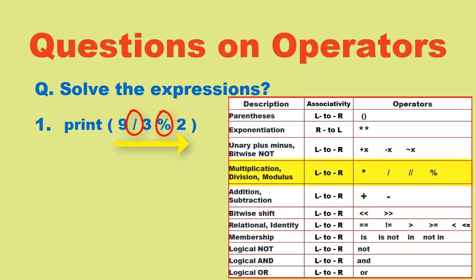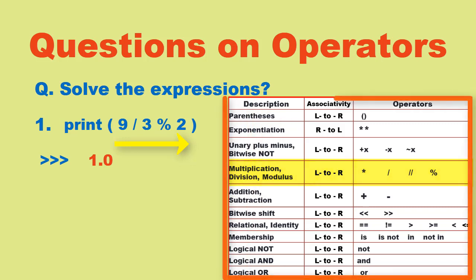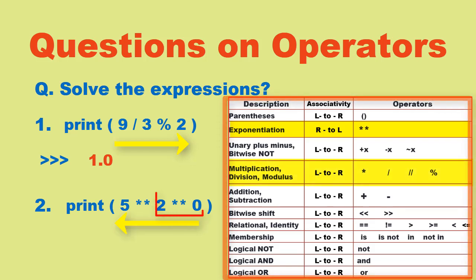So is the output 1 or 1.0? Since division returns a float data type, the final result is also in float, so answer is 1.0. You need to know the precedence and associativity well to be able to answer these questions correctly. Here you need to remember that exponent is the only one which has right to left precedence. So a question on what is the answer of this expression evaluates to first calculating 2 raised to power 0 which gives 1 and then 5 raised to the power 1.